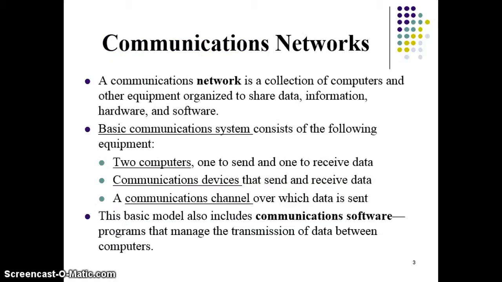Communication networks. A communication network is a collection of computers and other equipment organized to share data, information, hardware, and software. Basic communication systems consist of the following equipment: two computers, one to send and receive data; communication devices that send and receive data; and a communication channel on which data is sent. The basic model also includes communication software programs that manage the transmission of data between the computers.